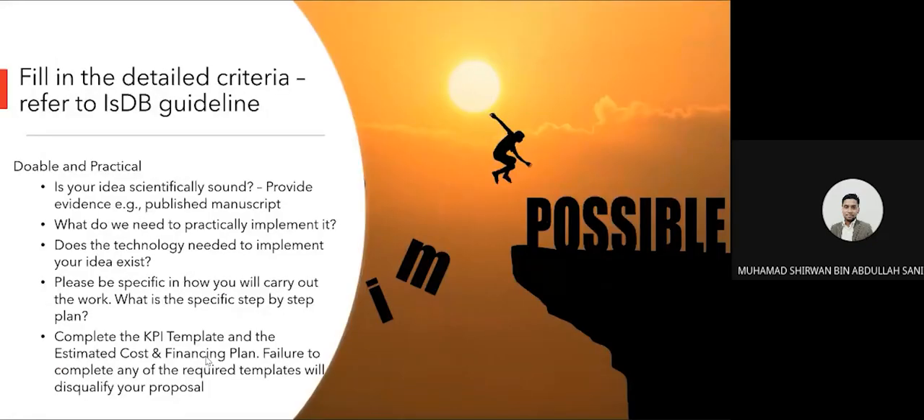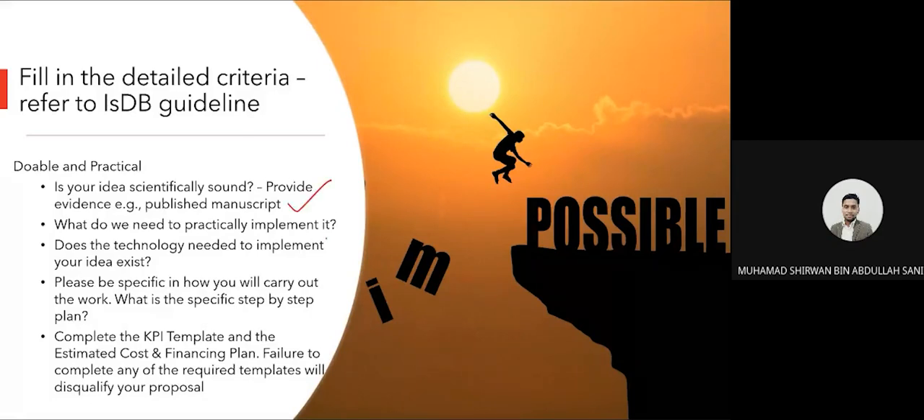Another criterion is on the doable and practical. So is your idea scientifically sound? That is the question from the ISDB guideline. So you can say yes, definitely it is sound, but you need to provide the evidence. That's why in my case, I cite the paper that supports my idea. Okay, so this one is done.